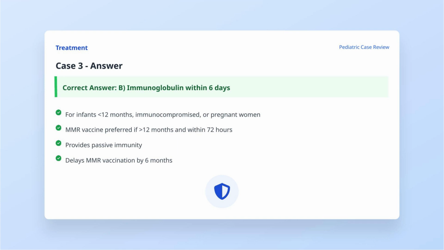For infants under 12 months of age who are exposed to measles, immunoglobulin is the recommended post-exposure prophylaxis, as they are too young for routine MMR vaccination. Immunoglobulin should be administered within 6 days of exposure to provide passive immunity. For children 12 months and older, MMR vaccine within 72 hours of exposure is preferred. Immunoglobulin administration will delay subsequent MMR vaccination by 6 months.